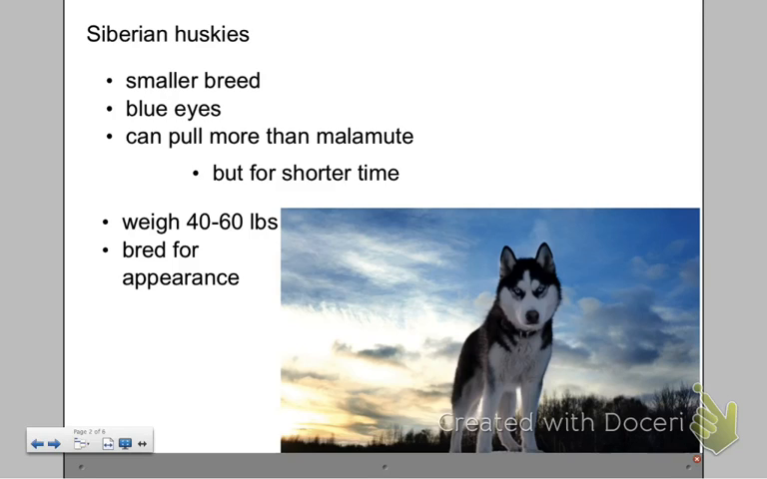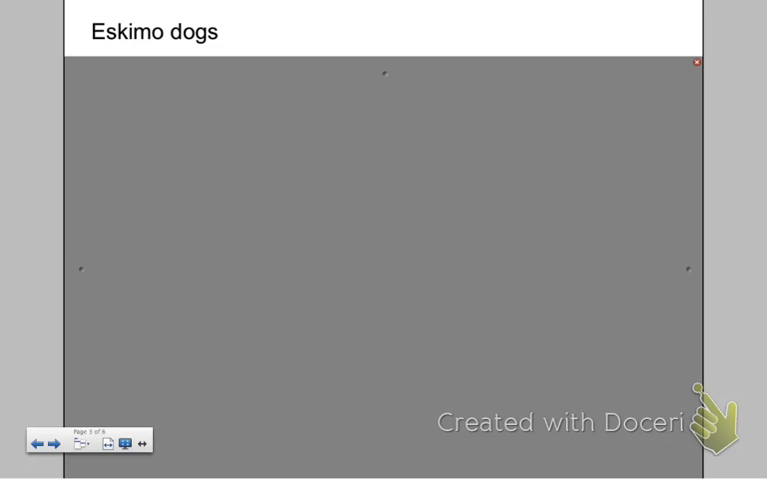Okay, I'm going to give you a little bit of time to read through the Eskimo dogs and find out a little bit more about them. We'll see the difference between the Siberians, the Malamutes, and these now. Next one up is the Eskimo dog. So give them a little bit of time to read about the Eskimo dog.